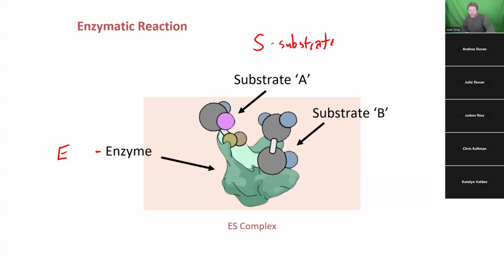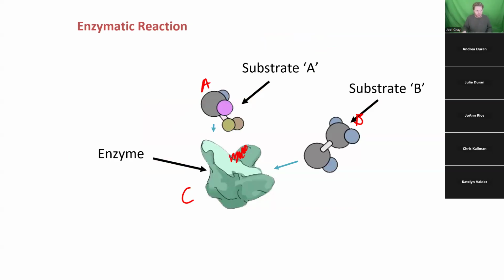Now, if we jump back and we look at this right here, my question for you guys, and add to the chat: has the ES complex formed in this model right here? It has not. So the way that we would describe this is we would write it down as an equation and we'd say E plus S. That means that our enzyme is free and our substrate is free.